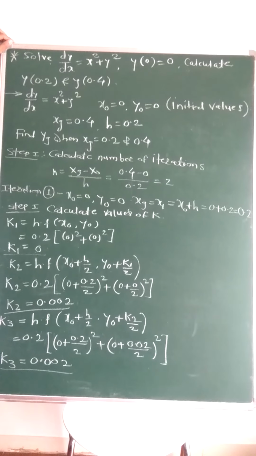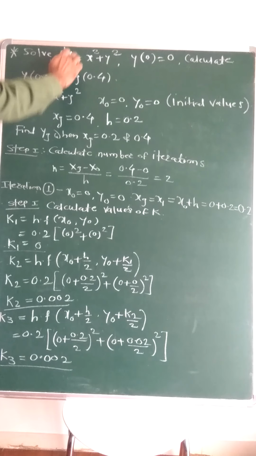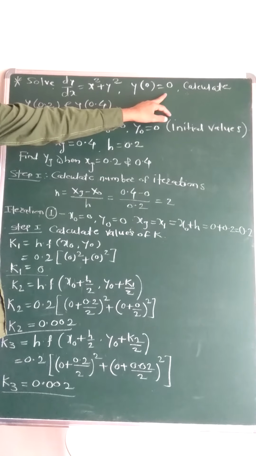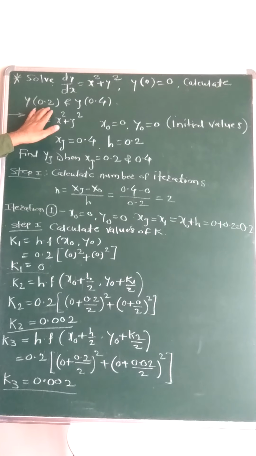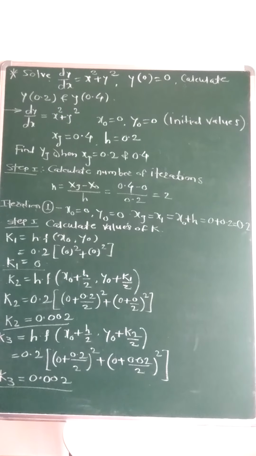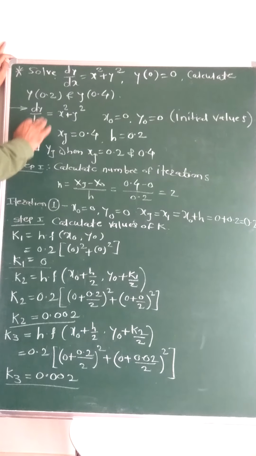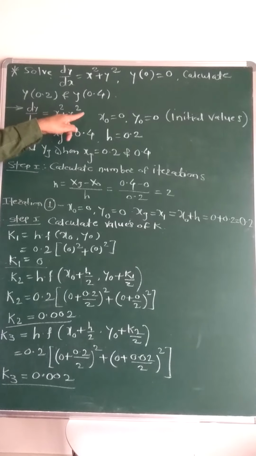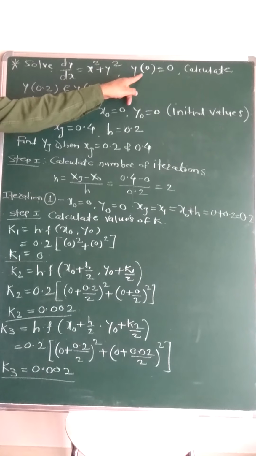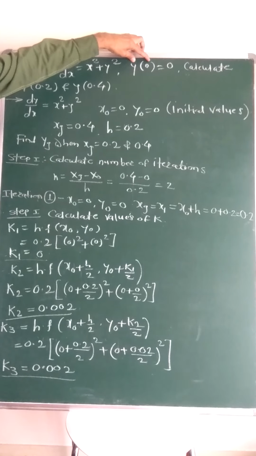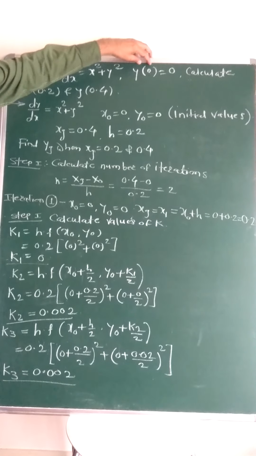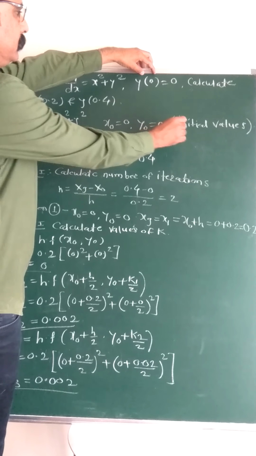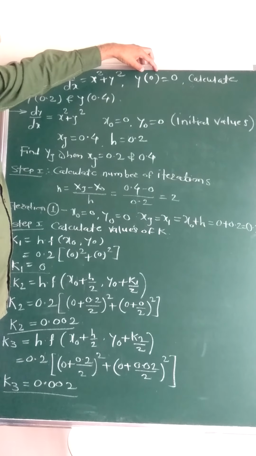Now let us solve one example. The example is solve dy by dx is equal to x square plus y square. The condition is y of 0 is equal to 0. Calculate y of 0.2 and y of 0.4. Now the given ordinary differential equation is dy by dx is equal to x square plus y square, subjected to condition y of 0 is equal to 0. It means that x0 is equal to 0 and y0 is equal to 0. This is the initial values.